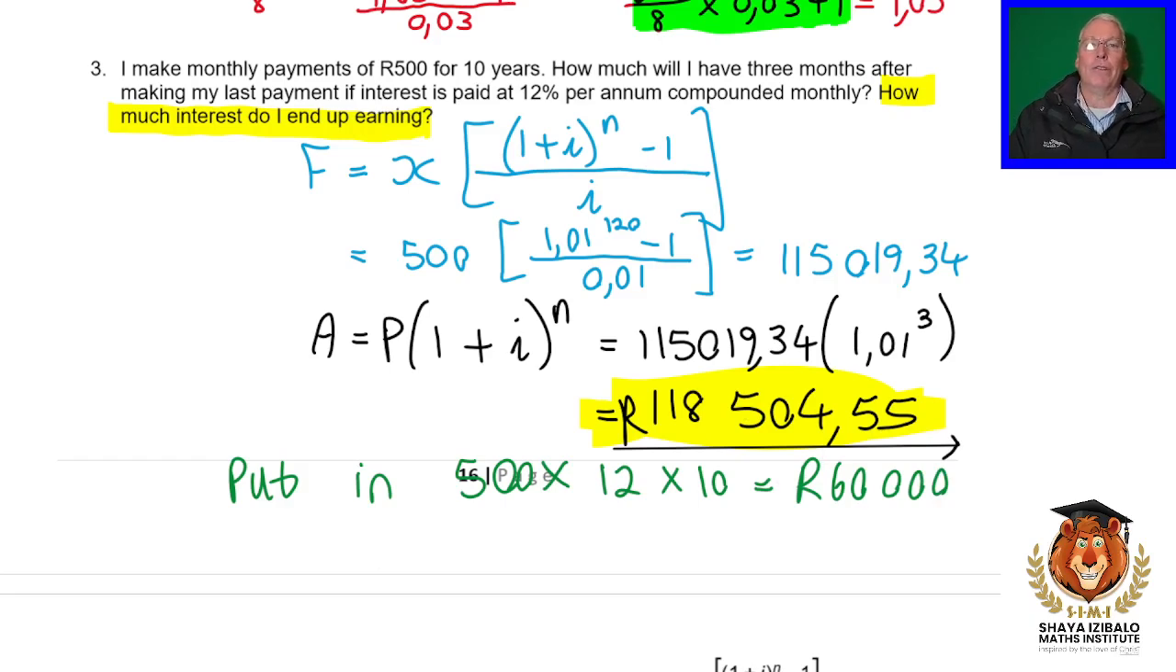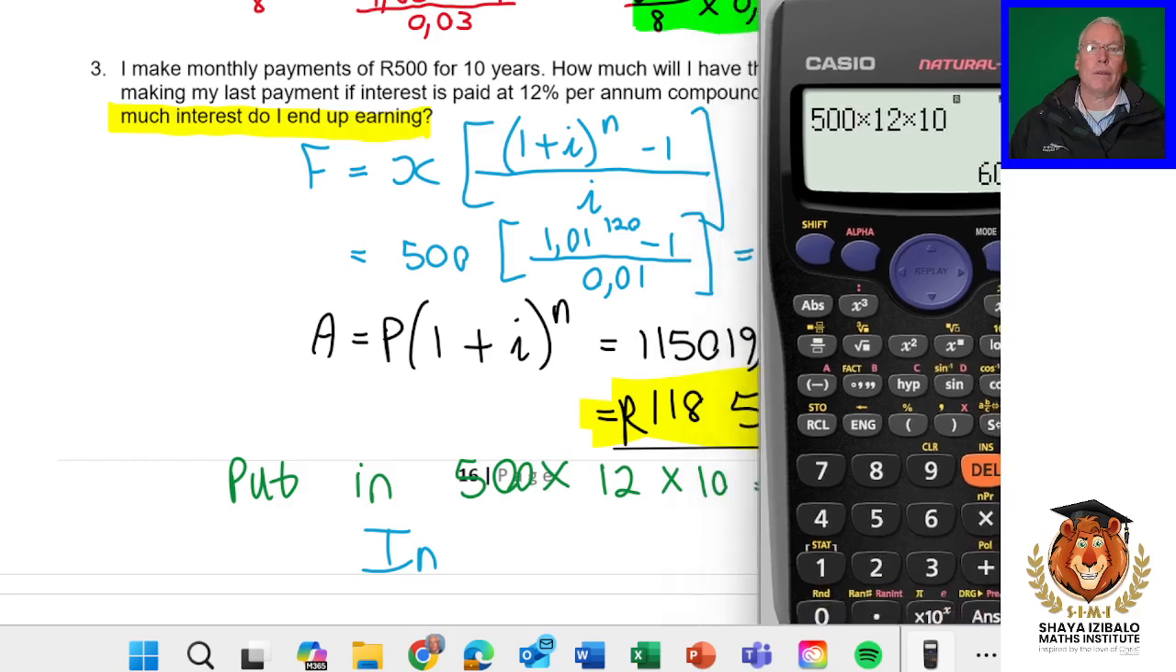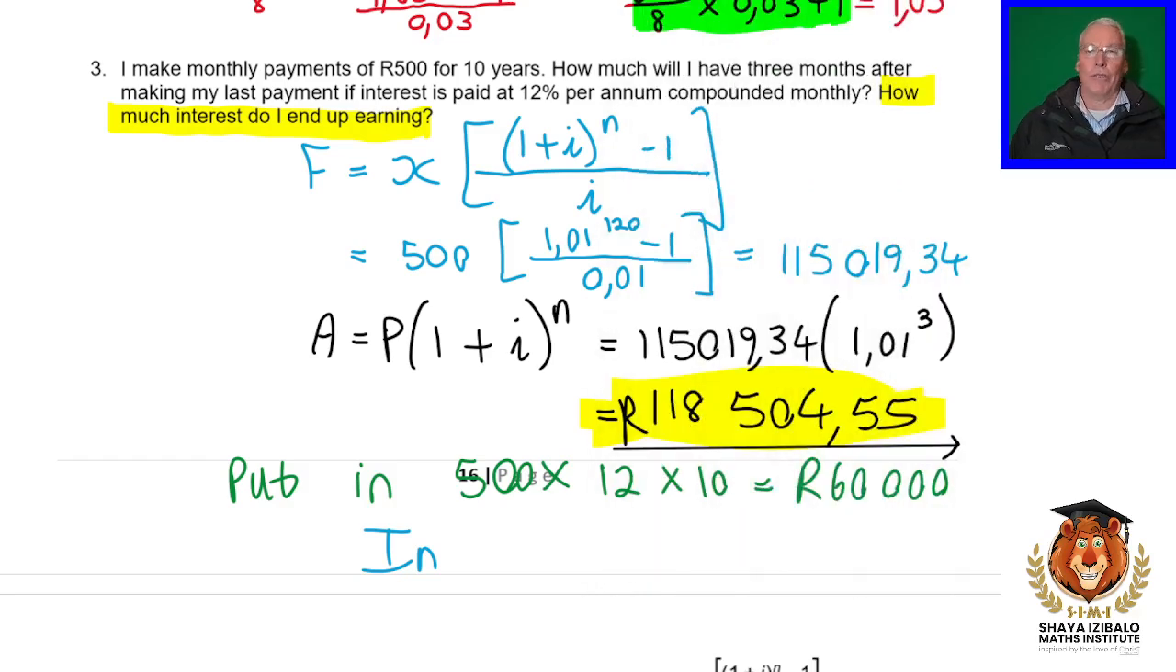So our interest is just going to be the difference between these numbers. We can actually do it in our head. It's actually going to be 58,504 Rand and 55 cents.